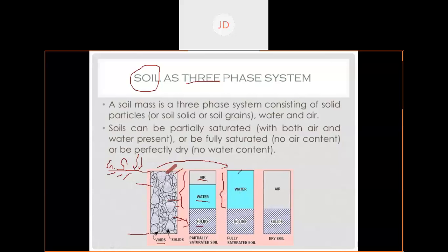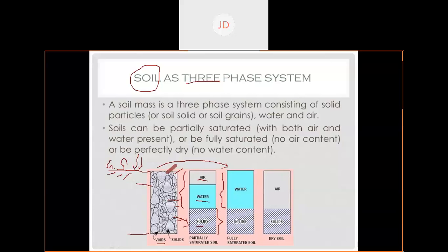Now, in the rainy season, as we already discussed, water will penetrate into the soil, and then the whole voids will be filled with water only. This diagram is a representation of that scenario. The whole voids are filled with water, but you can see this level remains constant. There is no change. The depth of the solid will remain the same.